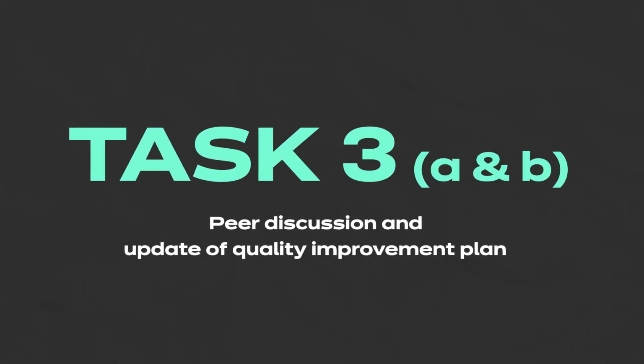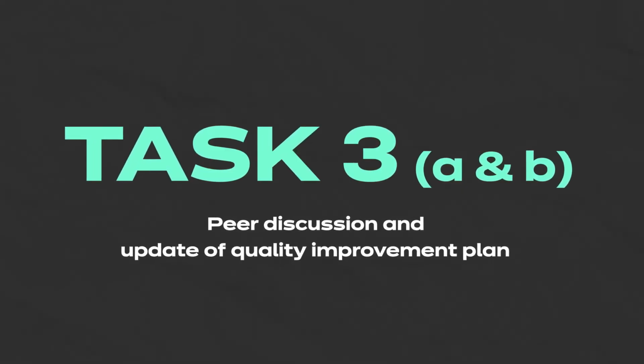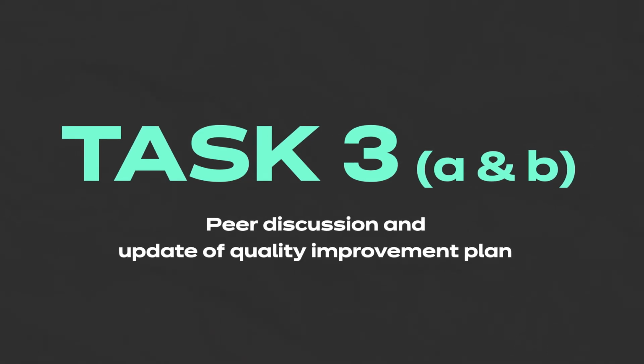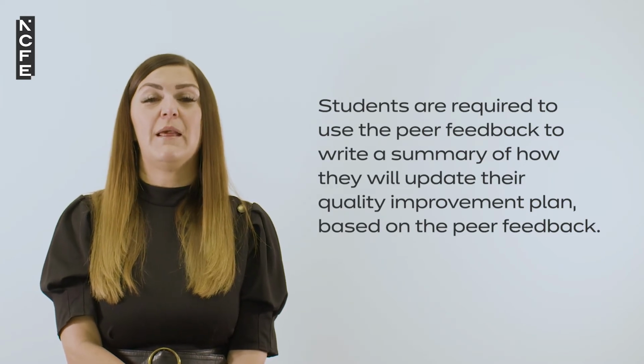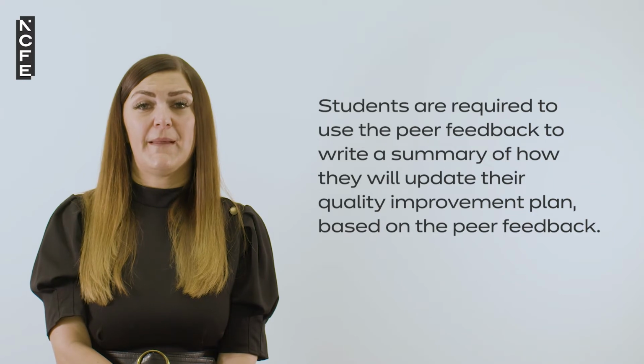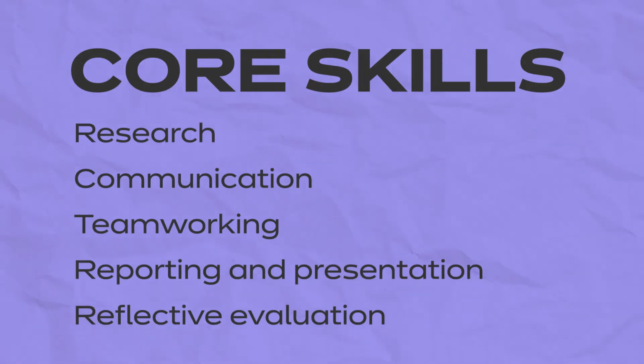Task 3A and B is a peer discussion and an update of a quality improvement plan. In task 3A, students are required to provide and receive feedback about their research findings and their quality improvement plan. In task 3B, students are required to use the peer feedback to write a summary of how they would update their quality improvement plan based on the peer feedback. The core skills covered in this task are research, communication, team working, reporting and presentation, and reflective evaluation.